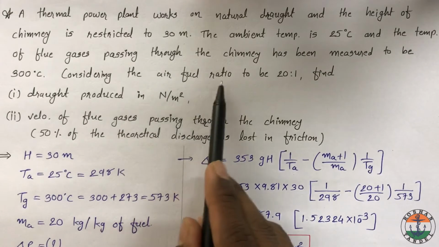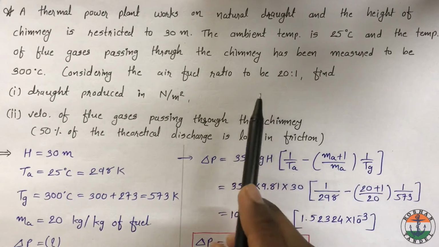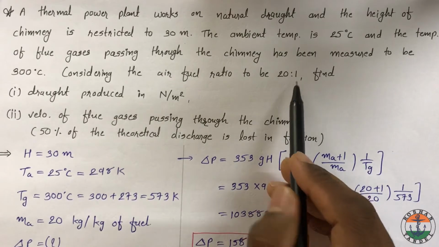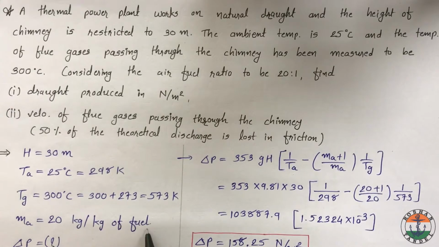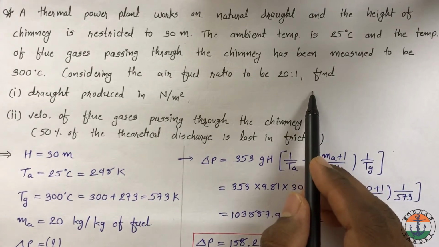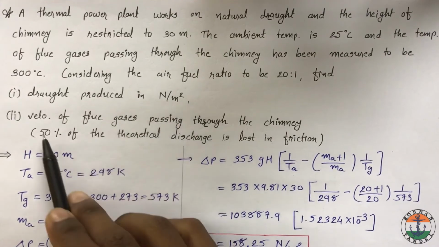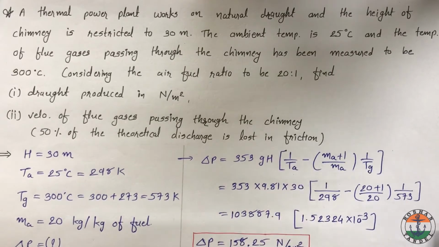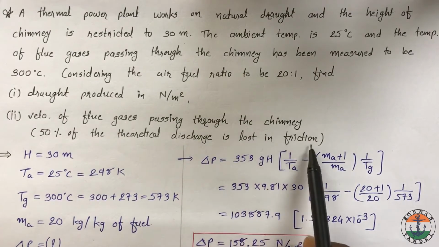Considering the air-fuel ratio to be 20:1, it means you have to supply 20 kg of air per 1 kg of fuel. So, indirectly, Ma is given to you. Ma is equal to 20 kg per kg of fuel. Now, you have to find draft produced in Newton per meter square. And second, velocity of flue gases passing through the chimney. Here, it is given that 50% of theoretical discharge is lost in friction.